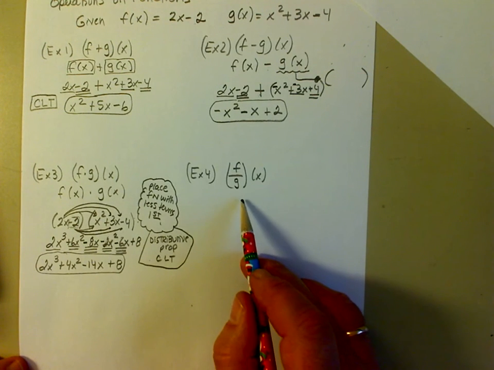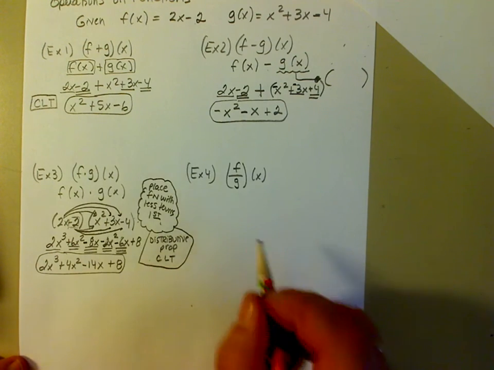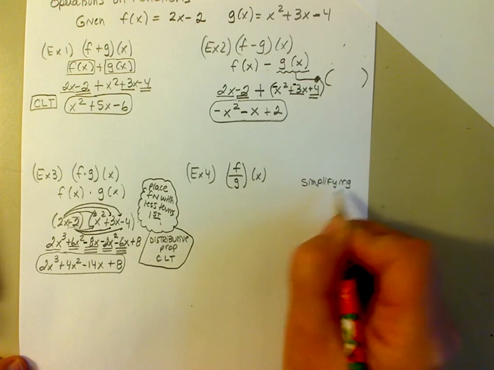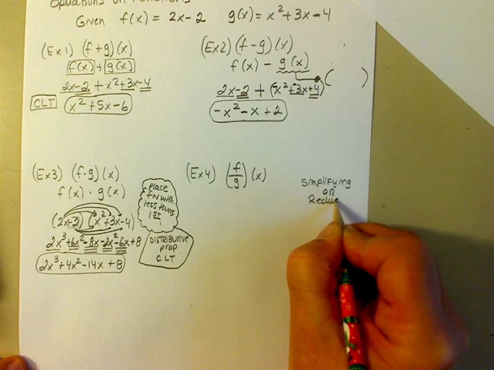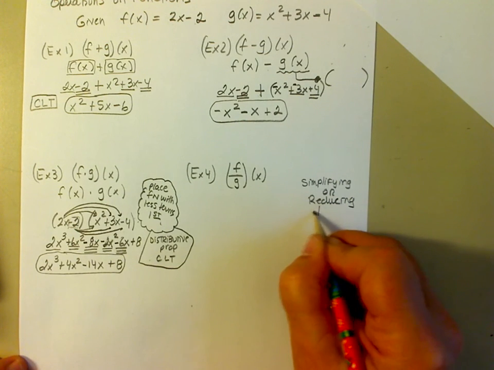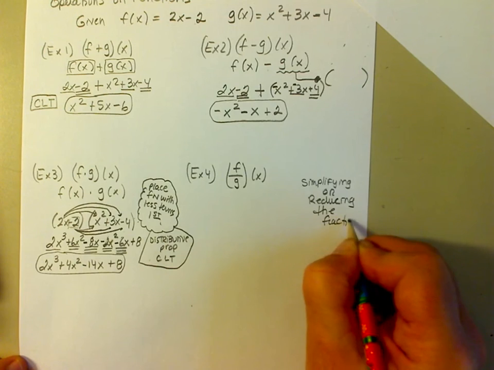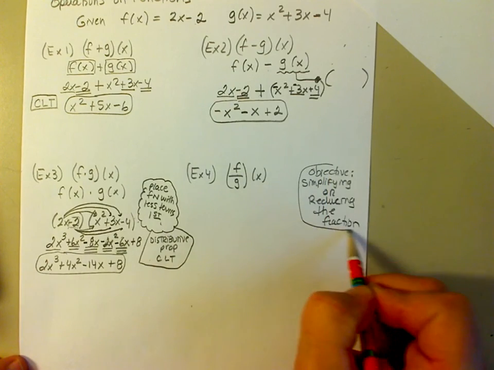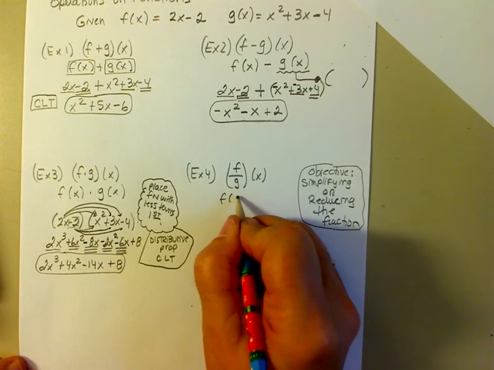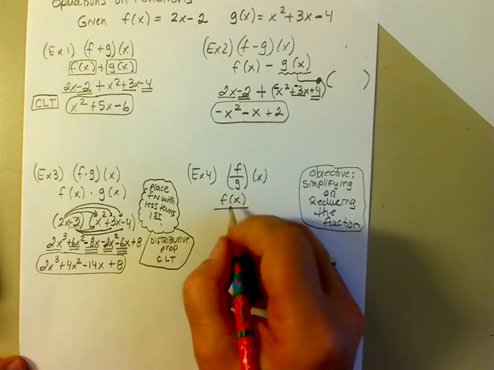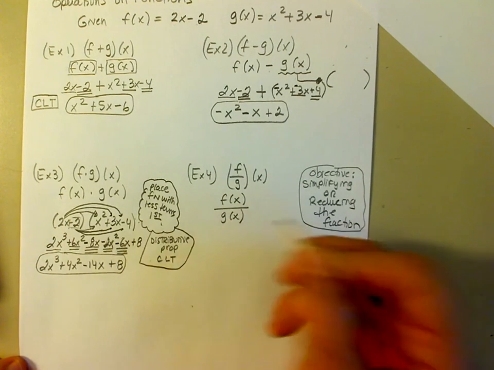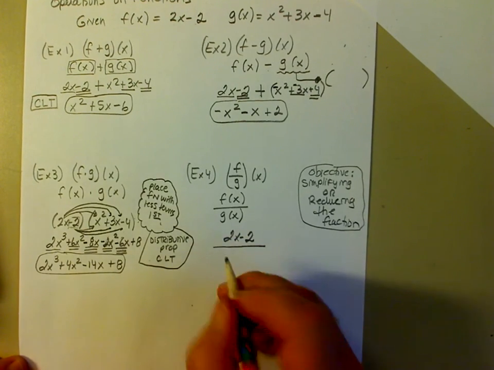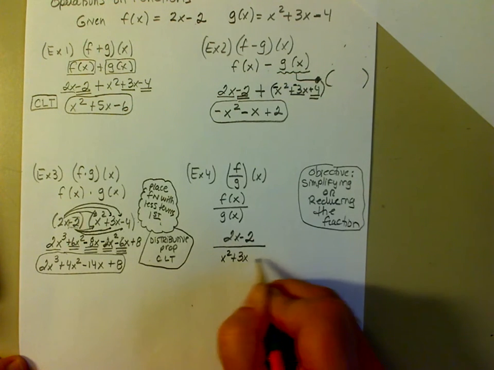In the last example, we will be doing division. Division is a little bit different, as we are going to be simplifying or reducing the fraction. So that's our objective. So we know what we're going to be doing. Now the question is how. Again, we'll take f divided by g of x and rewrite it as f of x divided by g of x. F of x is 2x minus 2. G of x is x squared plus 3x minus 4.